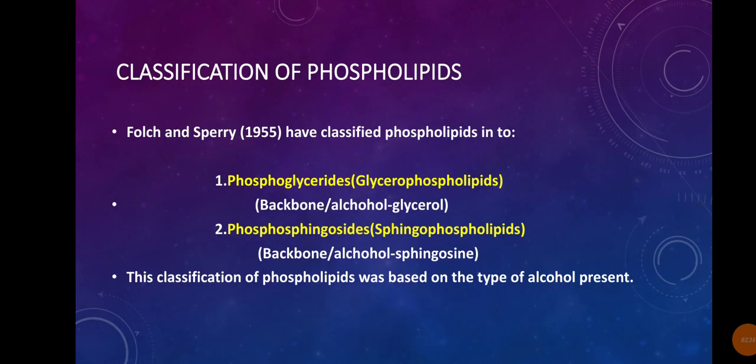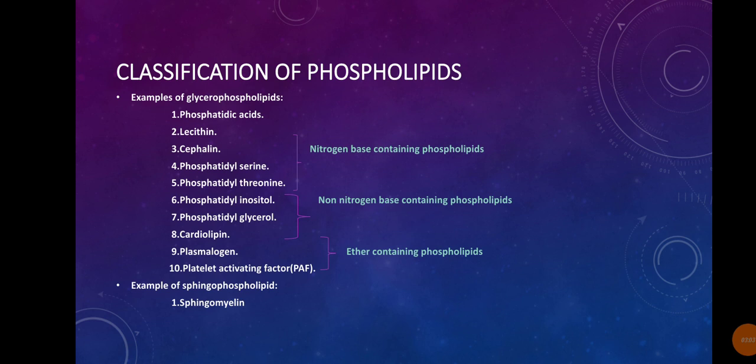Moving on to the classification of phospholipids, Folch and Sperry in 1955 classified phospholipids into phosphoglycerides, also known as glycerophospholipids, whose backbone is the alcohol glycerol, and phosphosphingosides, or sphingophospholipids, whose backbone is also an alcohol known as sphingosine. This classification of phospholipids was based on the type of alcohol present.